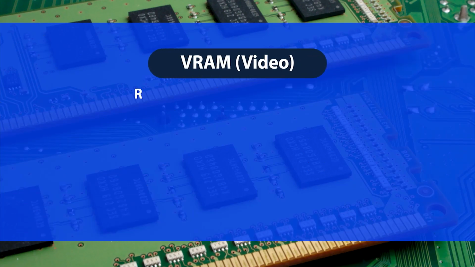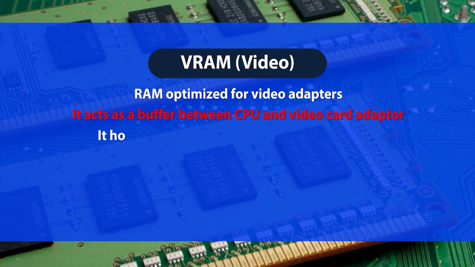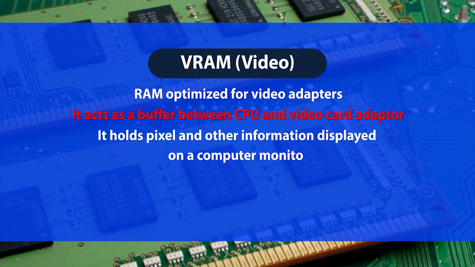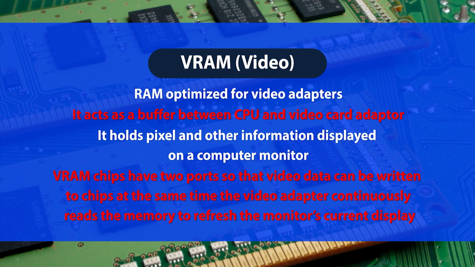One is VRAM, which we also call video RAM. They are optimized for the video adapter. Generally they act as a buffer between the CPU and the video card adapter. That is, they hold the pixel information and other information which is displayed on the computer monitor. Basically these chips have two ports, one for the video data that can be written to the chip.